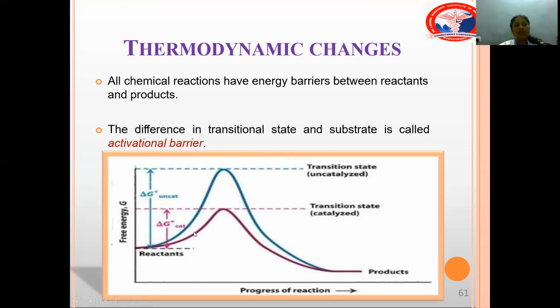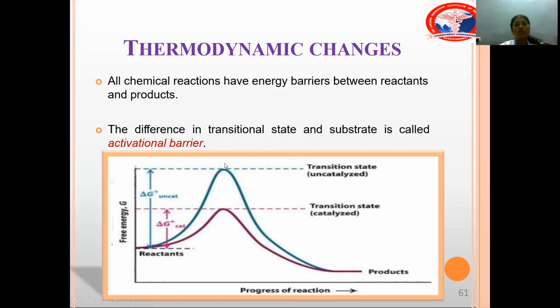So this is the free energy state of the substrate. Here you can see the blue color is the energy state attained by the transition state of the reaction where the enzyme has no catalytic action, and the violet color is the enzyme catalyzed reaction, showing the energy state acquired with the transition state of an enzyme catalyzed reaction. Whether it is an uncatalyzed reaction or an enzyme catalyzed reaction, the difference between the substrate free energy and the transition state free energy is called the activation barrier.